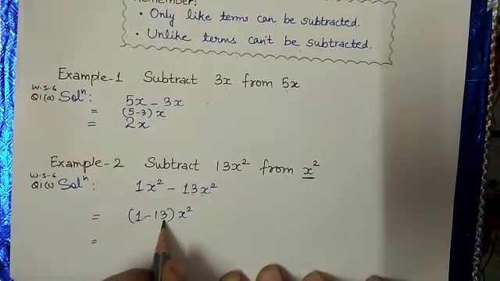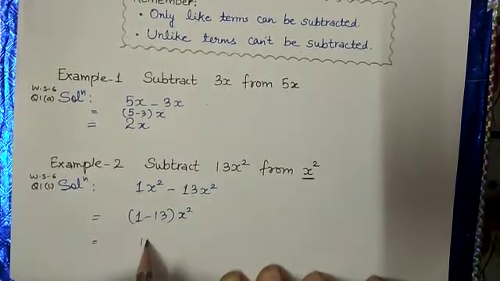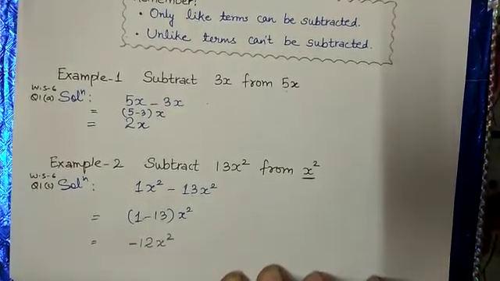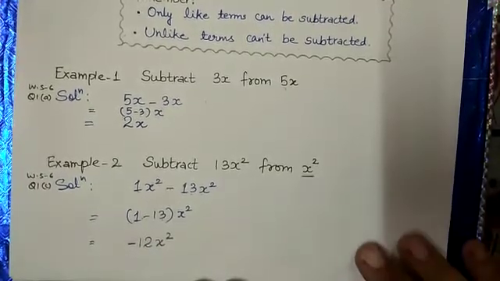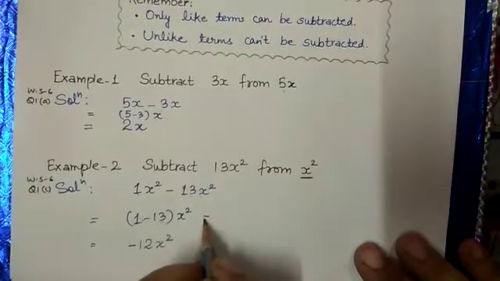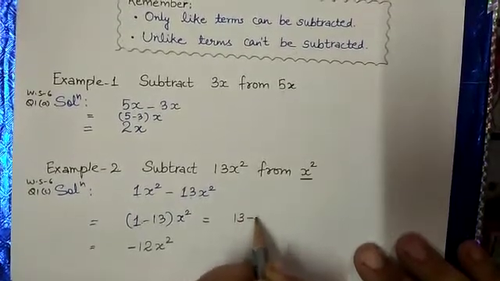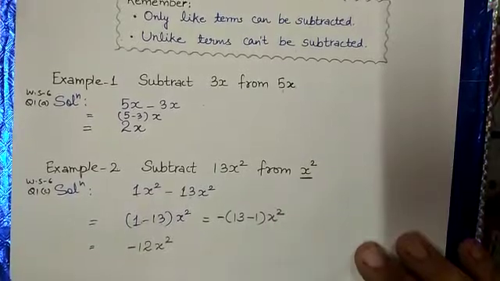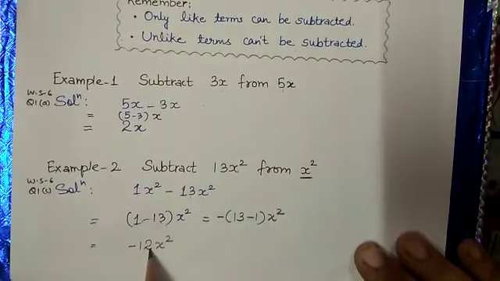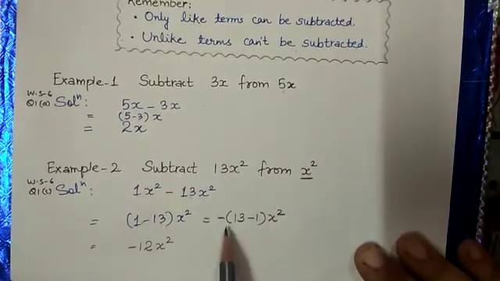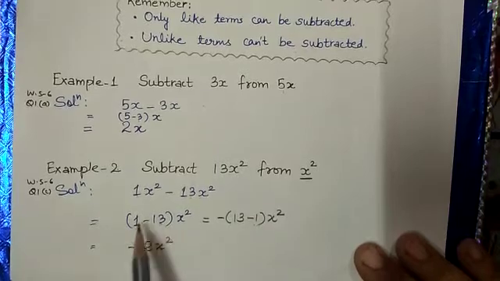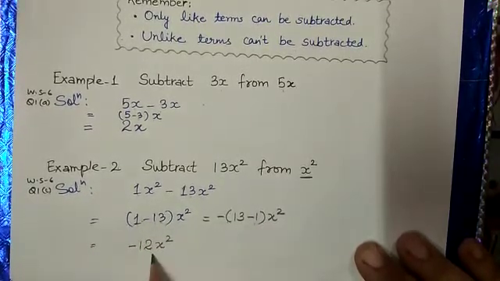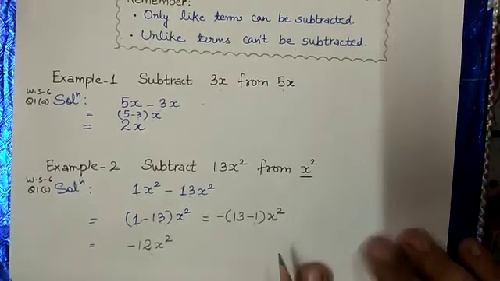Subtract the smaller from the bigger number, 13 minus 1, 12, and take the sign of the greater number. Clear? Or you can say 13 minus 1 with a minus sign, as you feel comfortable. If you can understand this step, it's okay. Otherwise, you can do bigger minus smaller and put the sign of the greater number at the end. We will reach here. Okay.